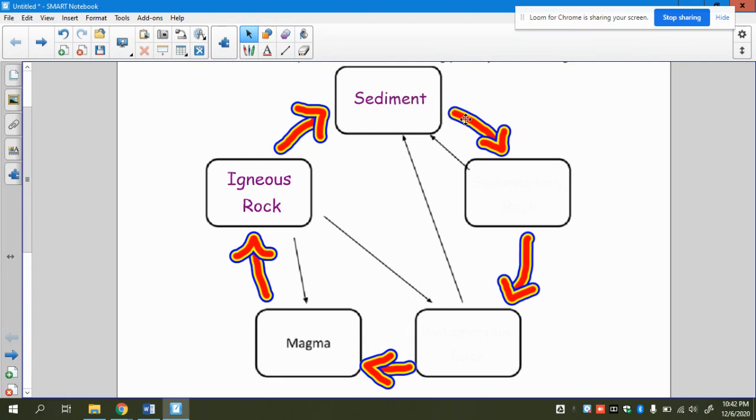So we've got sediment. Sediment only has one arrow moving away from it. That means when we have these little pieces of rock, they can only turn into one type of rock. Sediment can only turn into sedimentary rock. And that's where we're thinking about oceans, lakes, and rivers bringing all that rock, dumping it at the bottom, and eventually it hardening into layers of rock.